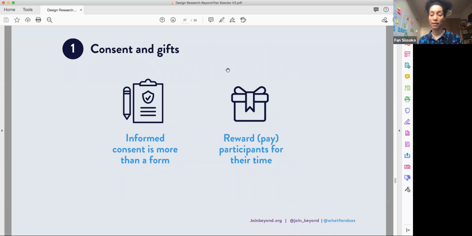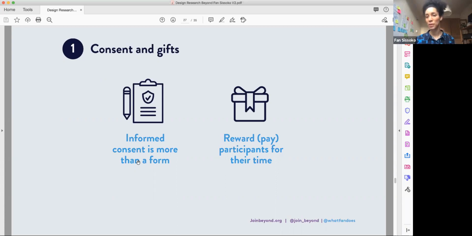And then another consideration that's really important is around gifts or reward or pay, however you want to call it, paying participants for their time. To me, it's very, very important, because you are taking their time, simply, and also because some communities are just researched over and over and over again, and people come in and ask a lot of invasive questions and leave, and then that community doesn't really see what's happened as a result of their involvement.